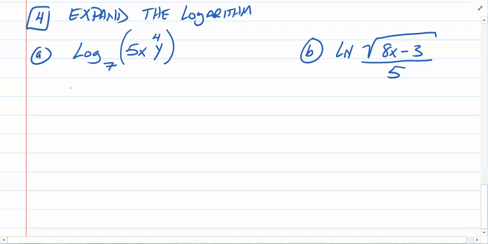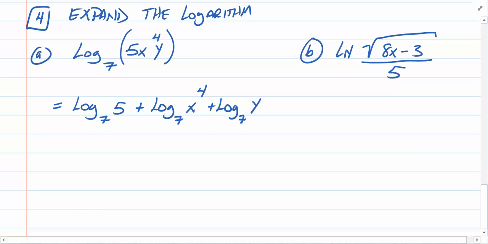So we're going to have something that looks like this. We'll have log base 7 of 5 plus log base 7 of x to the 4th plus log base 7 of y. Do you see how, because I had 5 times x to the 4th times y, there were like three product rules right there? So I'm going to expand, so now I have log base 7 of each of those.